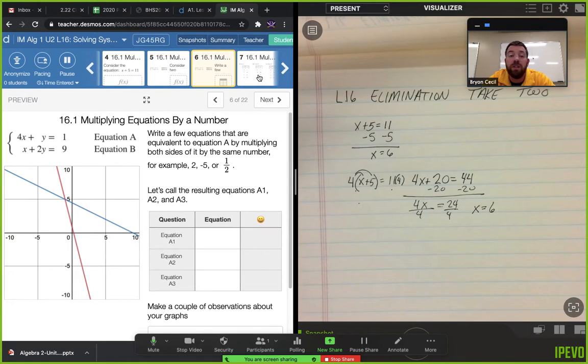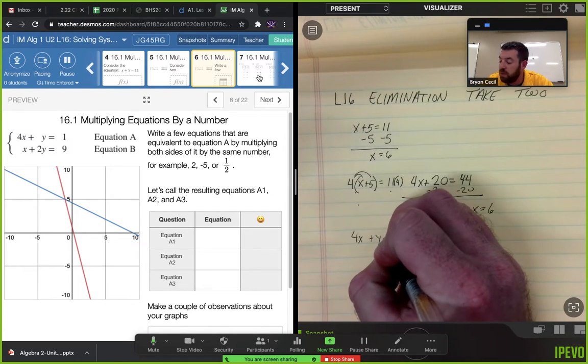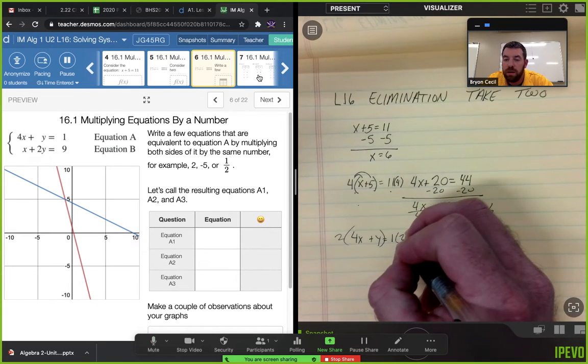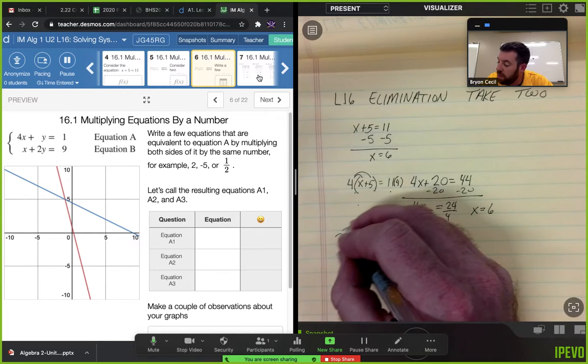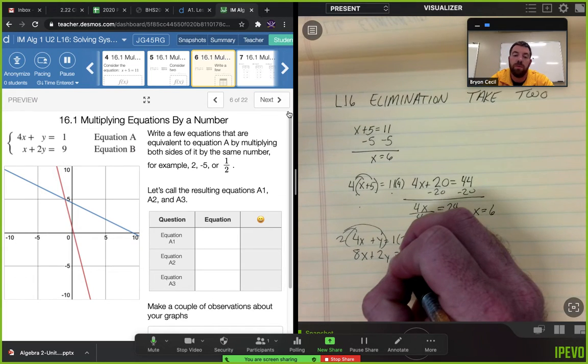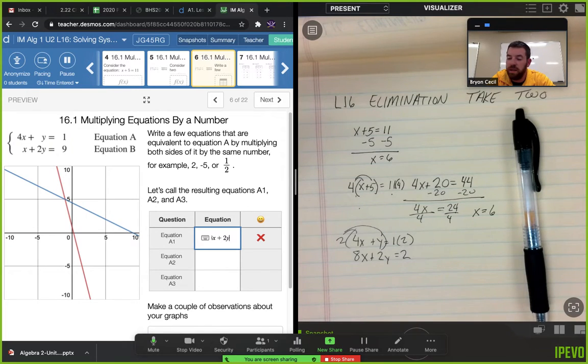Now, let's do this, and it says, let's write a couple equivalent expressions by multiplying both sides by the same number. So, if I had 4x plus y equals 1, and they say, for example, a 2, what happens if I take a 2 here, and I take a 2 here? Well, I'm going to use distributive property. I'm going to have 8x plus 2y equals 2. Hey, we're right. It's crossing that line.